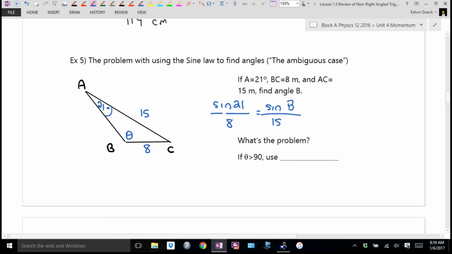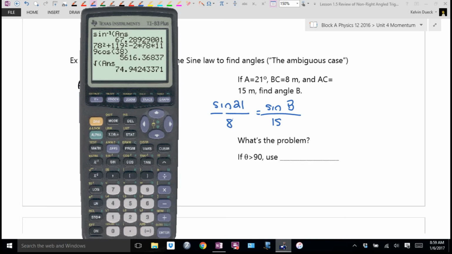You may be good enough, because I've taught you formula manipulation, Sam, to go from this line. You may in your head say, oh, I'm going to times the 15 over. You may be comfortable going straight to your calculator, 15 sine 21 divided by 8, and then going shift sine of that answer. And why is this a garbage answer? Yeah. It's clearly bigger than 42 degrees.